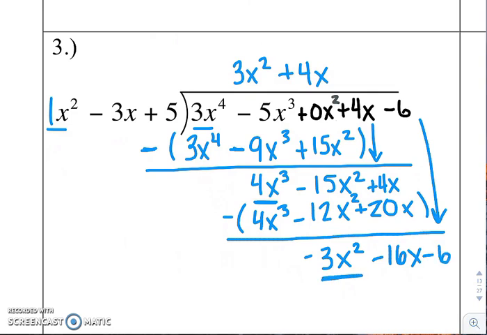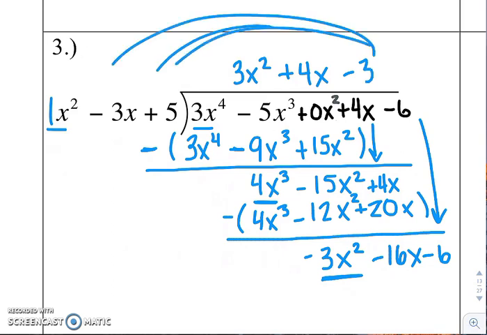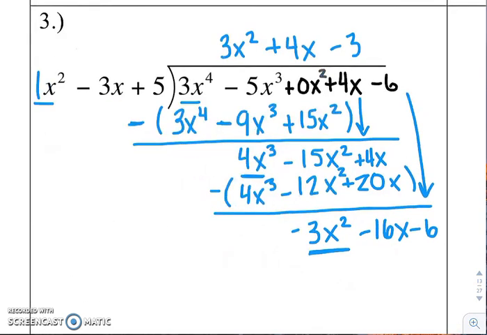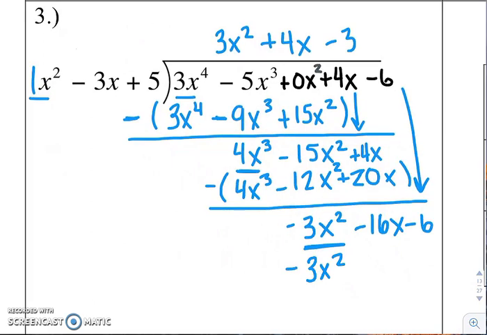So one more time, we do the same thing. 1x squared times what gives us negative 3x squared? Negative 3. Multiply by all three of your terms. So negative 3x squared. Negative 3 times negative 3 will be plus 9x. And negative 3 times 5 will be negative 15. Subtract that whole thing.